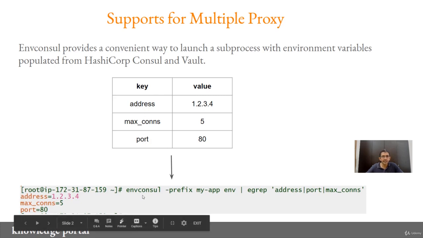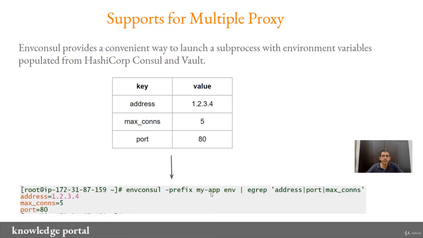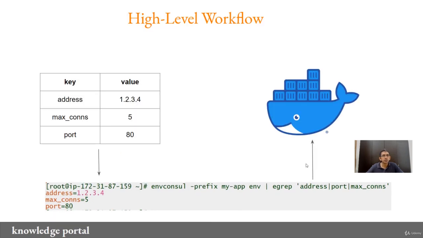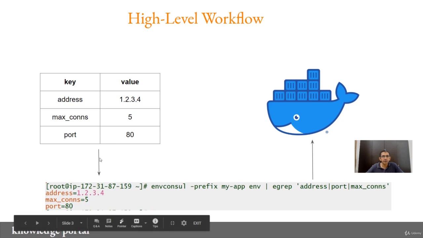With the help of Envconsul, you can specify the prefix based on which you want to fetch the data, and then Envconsul can go ahead and fetch these data for you. If you want to look into the high level use case where this can be useful, you have certain data in Consul or maybe Vault. With the help of Envconsul, you can fetch this as environment variables, and from here other applications like Docker can reference these environment variables.